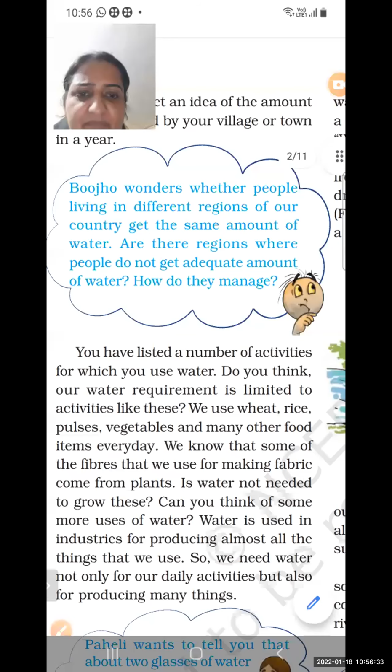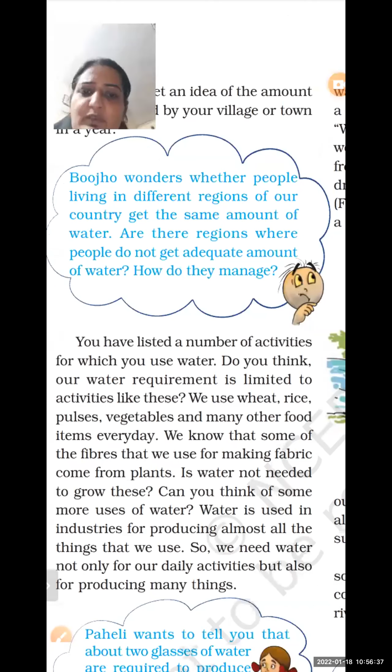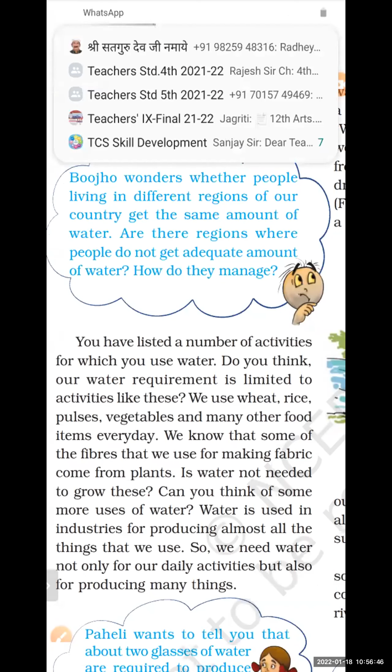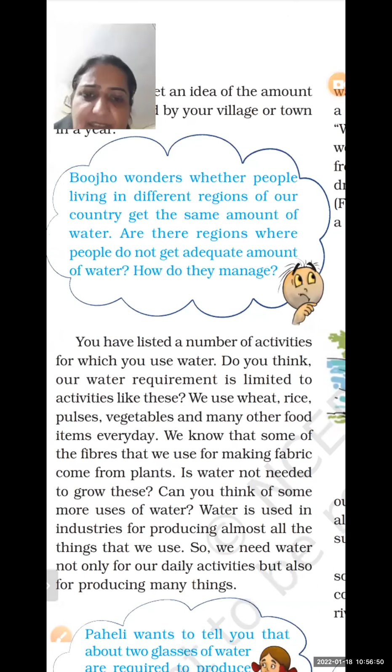Do you think our water requirement is limited to these activities? We use wheat, rice, pulses, and many other objects every day. We know that some of the fiber that we use for making fabric comes from plants. We eat wheat, rice, and vegetables. These items come from plants, and plants need water to grow. Is water not needed to grow these? Yes, water is needed to grow these.